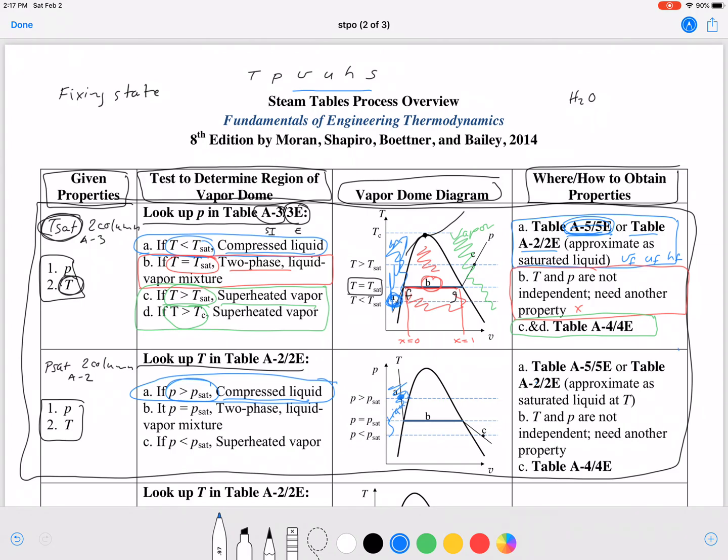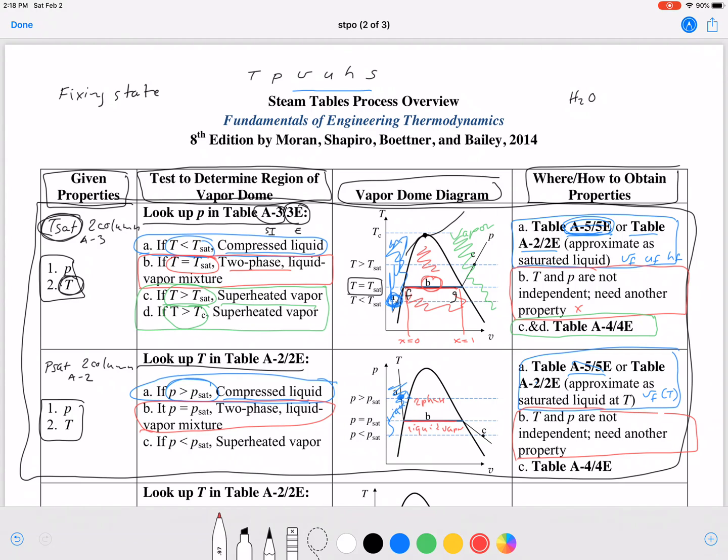And we can then use, again, table A5 to look up our values, or we can approximate as saturated liquid, so VF of T, and so on table A2E. But only do the table A2E if table A5 doesn't include our values. Likewise, here, if our pressure equals our saturated pressure, then we're here in this dome area, and we have the two-phase liquid vapor, and we need one other independent variable to find out where we are in this dome, because they are not independent. So we need another value.